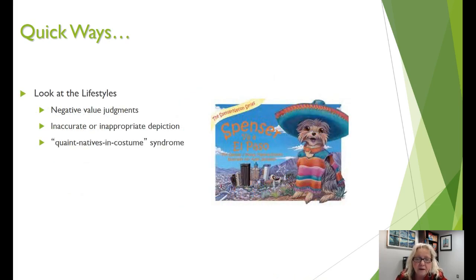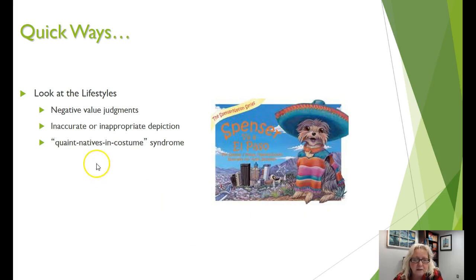Look at the lifestyles. Negative value judgments about a lifestyle that may be different than what you are accustomed to. Inaccurate or inappropriate depictions. This is really important that we get accurate depictions, and that the authors have done their research and really either are from the culture that they're writing about, or that they've done enough research that they can represent the culture authentically and properly, so that we're not learning stereotyped versions of a country or a culture, but that we're actually learning from the inside.